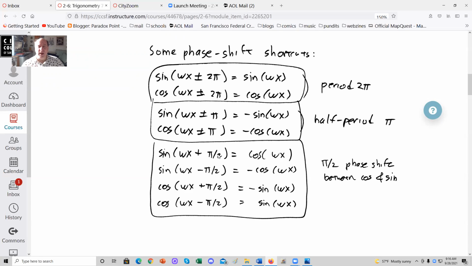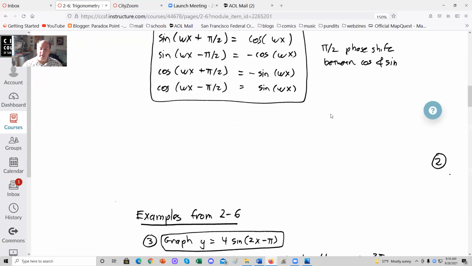That's a little more complicated when you have pi over 2. If you add pi over 2 inside the sine, that becomes cosine. Subtract pi over 2 inside the sine, you get minus cosine. If you add pi over 2 inside the cosine, you get minus sine. You subtract pi over 2 inside the cosine, you get sine. So there's a pi over 2 phase shift between cosine and sine. Or in other words, pi over 2 is a quarter of a full cycle, a quarter of 2 pi.